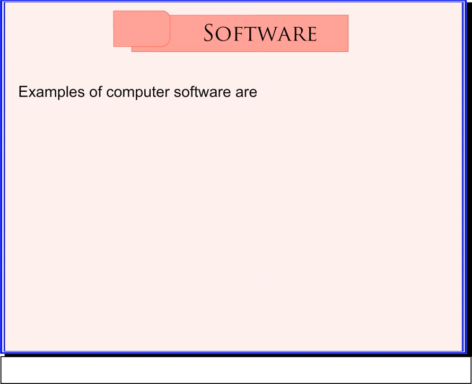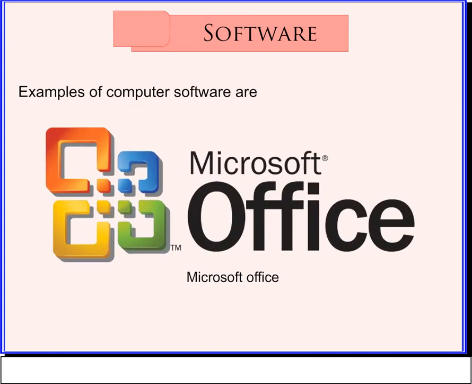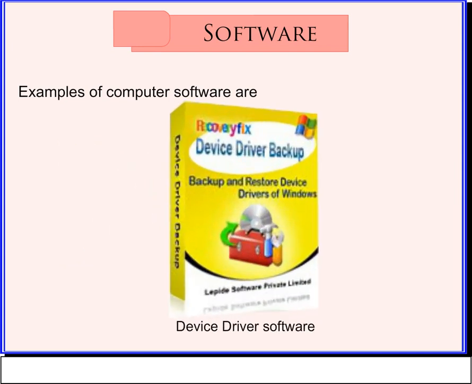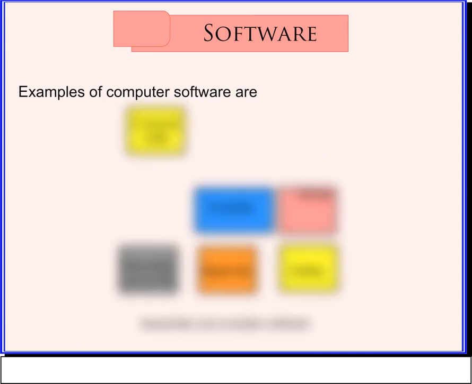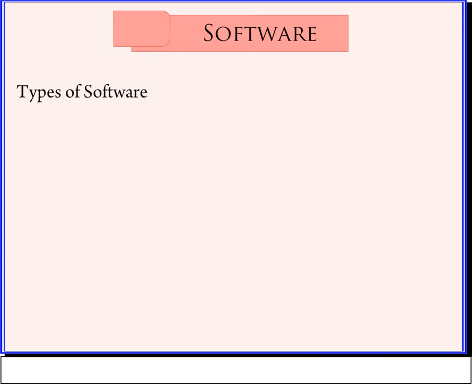Examples of computer software are Windows operating system, Microsoft Office, device driver software, assembler and compiler software. Types of software.